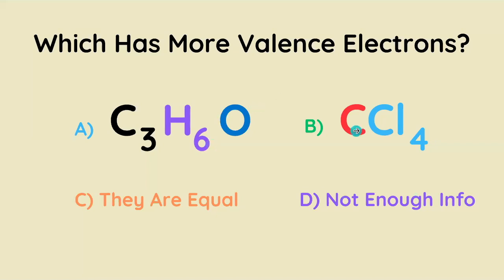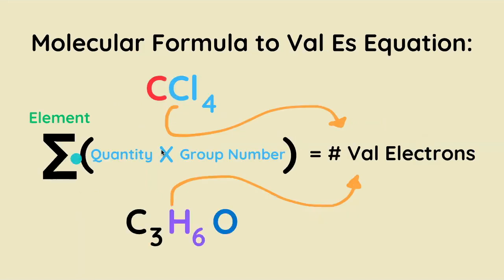C3H6O and CCl4. Which molecule has more valence electrons? Or are they equal? Or do we even have enough information to figure this out? Well, right off the bat, I can tell you that we definitely have enough information to solve this, so we'll eliminate answer choice D.